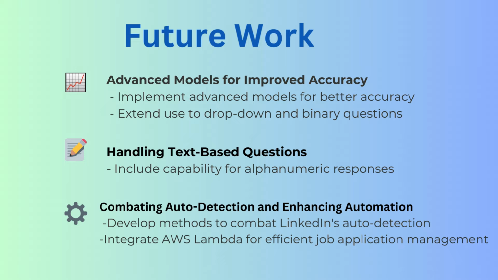Unlocking the future and upcoming developments in our project. As the next phase, one can think of expanding its automation capabilities. Here are a few important points. We can use advanced models to increase the accuracy of identifying similar questions. Also, extend the use of these models to answering dropdown and binary questions as well.